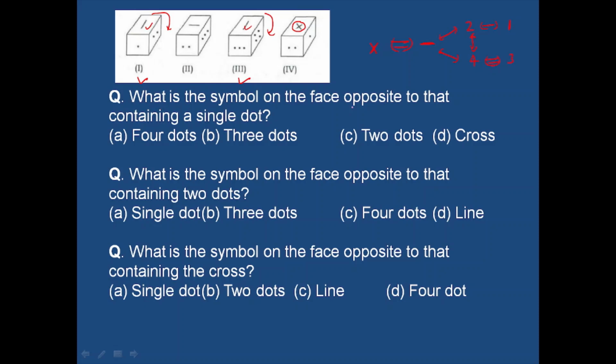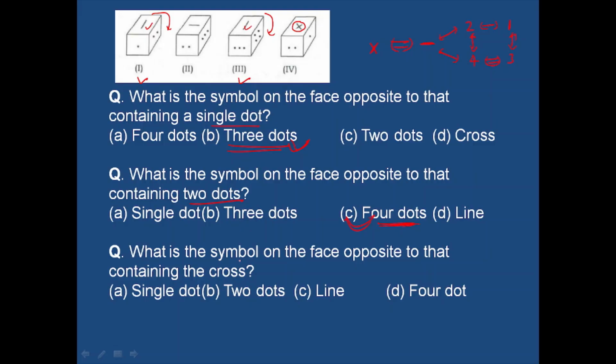What is the symbol on the face opposite to that containing a single dot? The surface containing single dot will be opposite to the surface containing 3 dot. So 3 dot means option B will be the right answer. Now next question, what is the symbol on the face opposite to that containing 2 dot? The surface containing 2 dot will be opposite to the surface containing 4 dot. So option C will be the right answer, 4 dot.